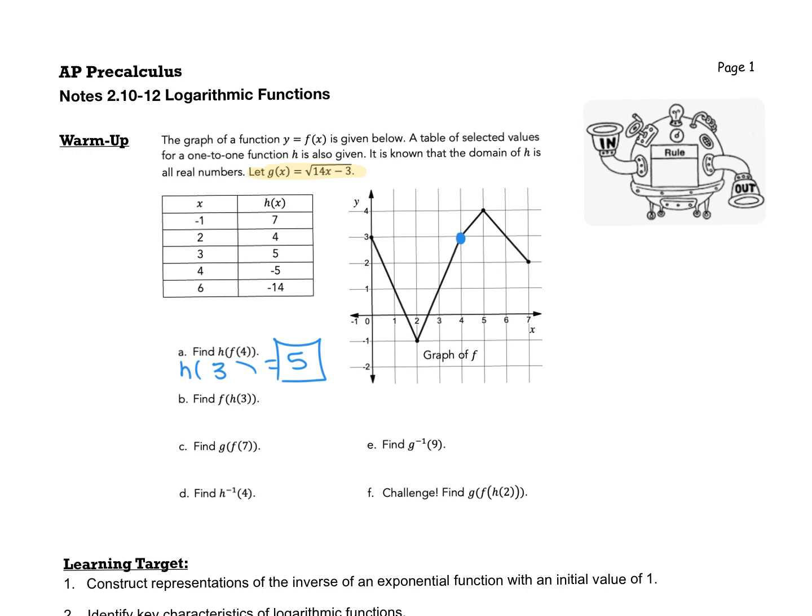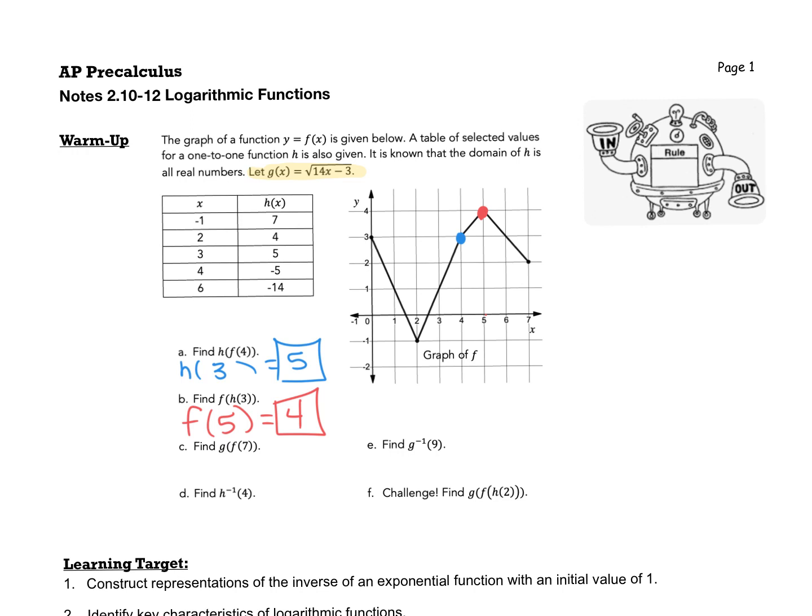Likewise, when we do the next one, this time we're going to start with h. So h at 3 is going to come from my table. We already said that was 5. And so now to get my final answer, we're going to go to the graph. When f is 5, what is y? It is 4. Okay, so just reading our different representations.